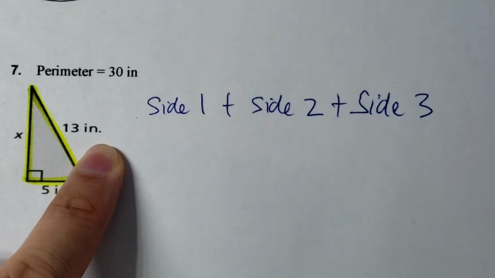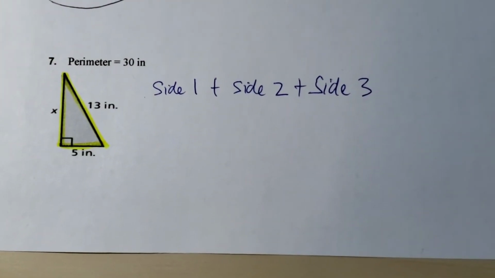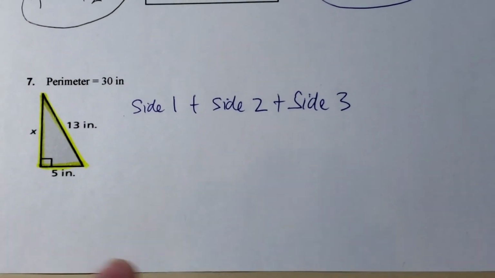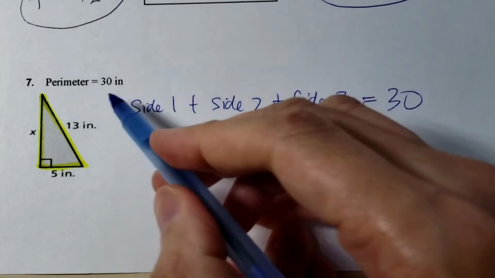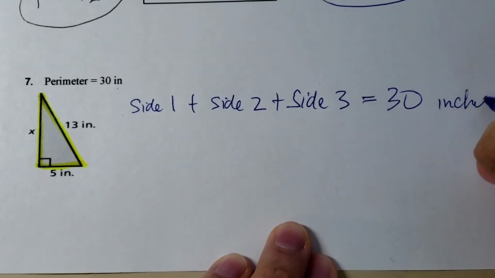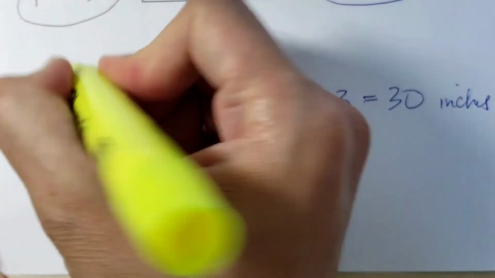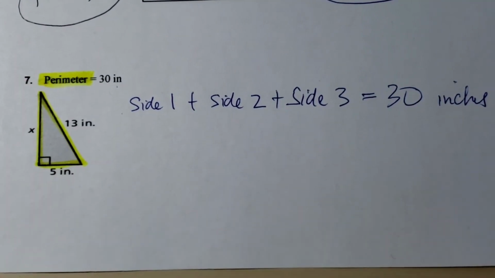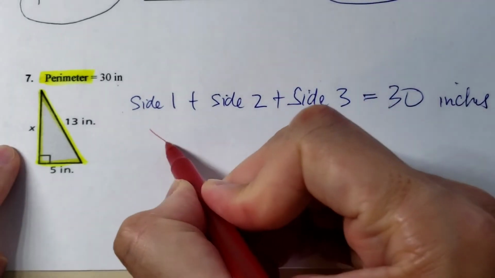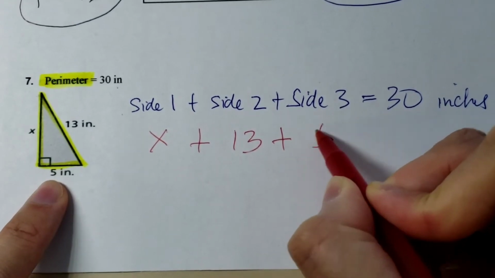All right? Now all these sides, let me zoom out. All these sides, oops, keep moving. All right, all these sides should equal to 30 inches is the perimeter. Remember this, the perimeter means is the sum of all the sides, okay? The sum of all the sides. So side 1 is x, plus side 2 is 13, plus side 3 is 5.